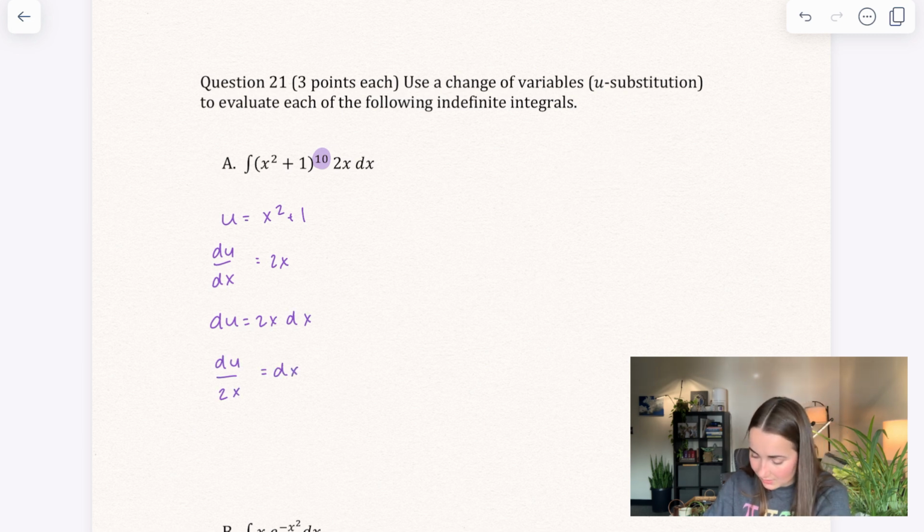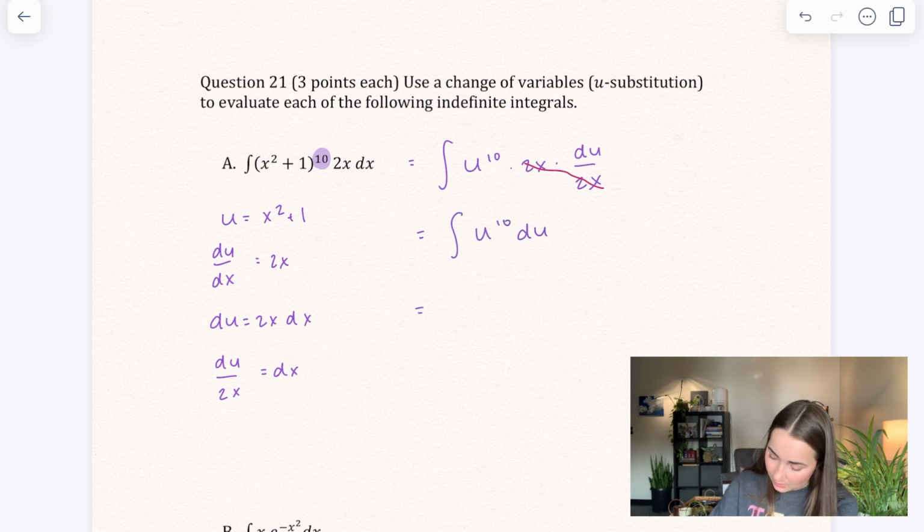Okay, and let's go ahead and plug things in. This is an indefinite integral, so I don't need to change any bounds. We get u to the power of 10 times 2x times du divided by 2x. That's very nice of them. That 2x divides out, and we have just the antiderivative of u to the power of 10 du. So here I add 1 to the exponent, divide by that new exponent, add c.